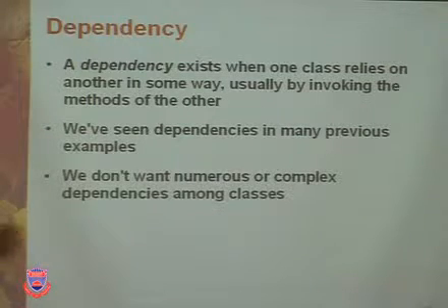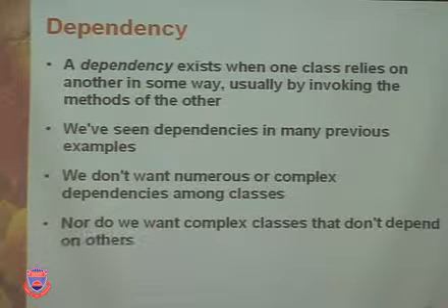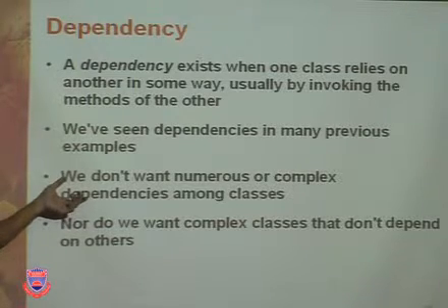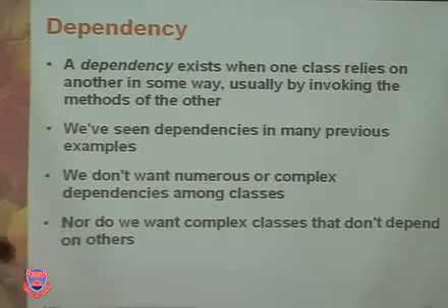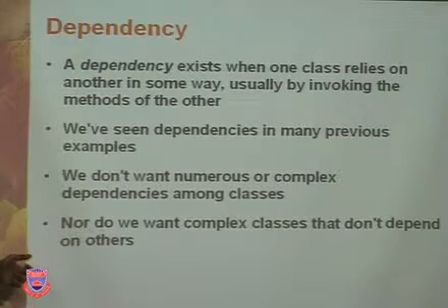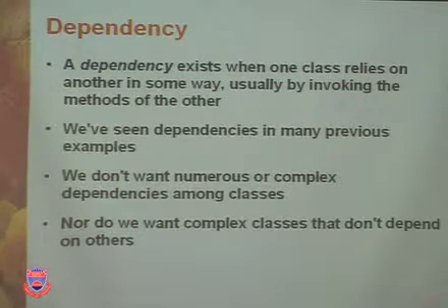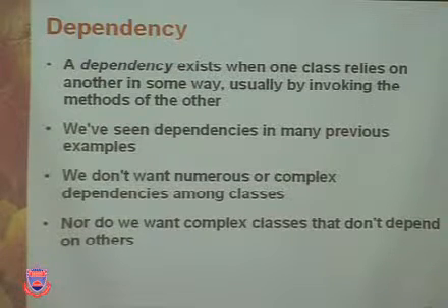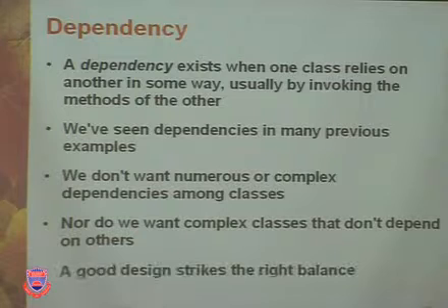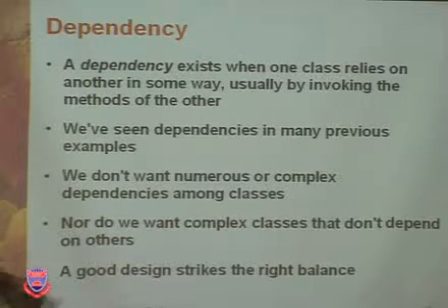We have seen this before, but you want to design your application such that these relationships or dependencies are not too complex, and at the same time you don't want too many of them. So you would like to decompose it such that you have a nice design with divisions between different classes, and at the same time you don't make it too complex. As it is said, a good design strikes the right balance.